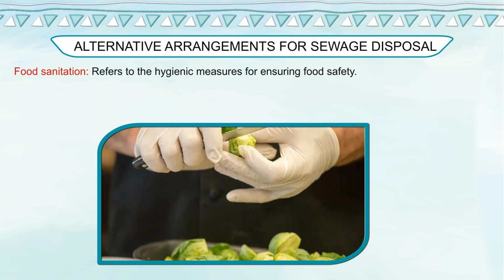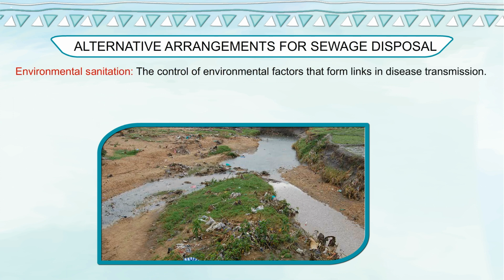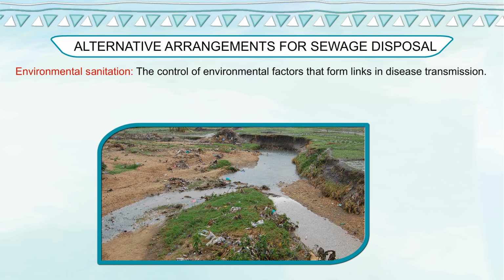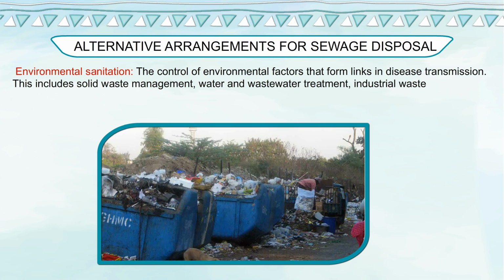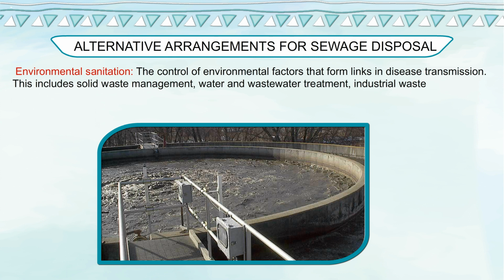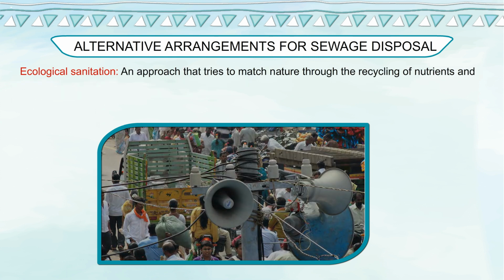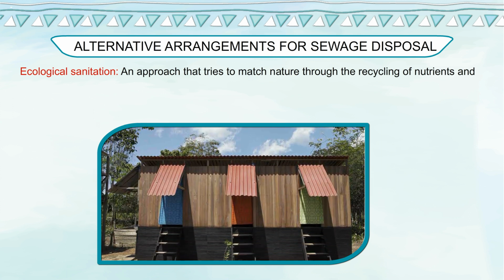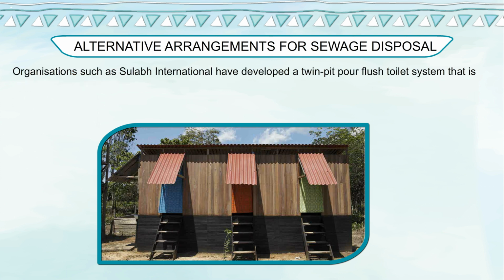Food sanitation refers to the hygienic measures for ensuring food safety. Environmental sanitation, the control of environmental factors that form links in disease transmission. This includes solid waste management, water and wastewater treatment, industrial waste treatment, and noise and pollution control. Ecological sanitation, an approach that tries to match nature through the recycling of nutrients and water from human and animal waste in a hygienically safe manner.